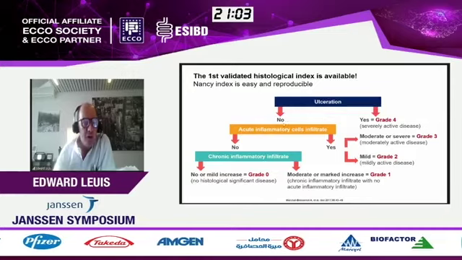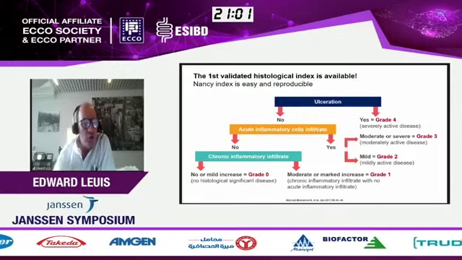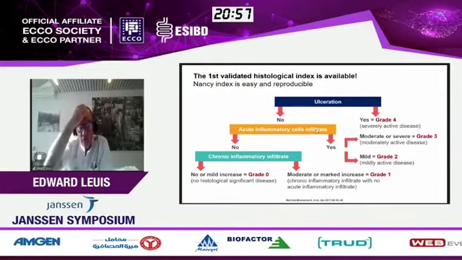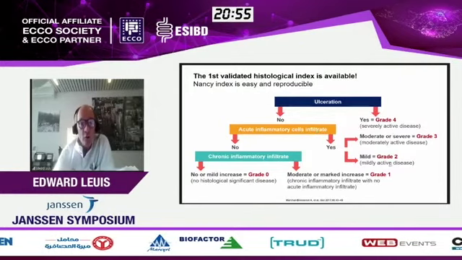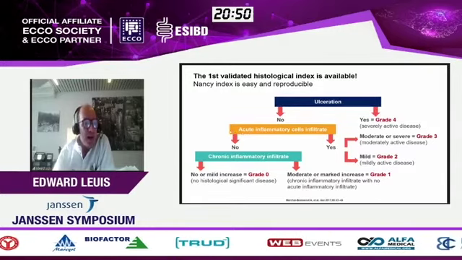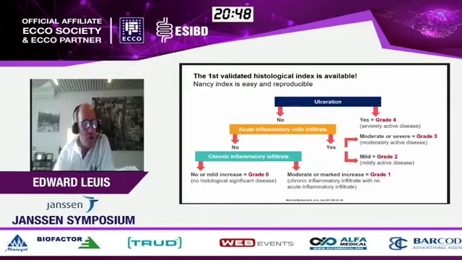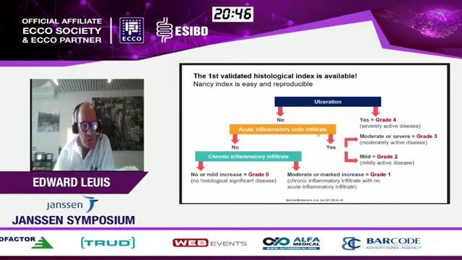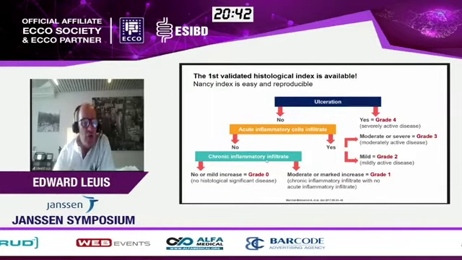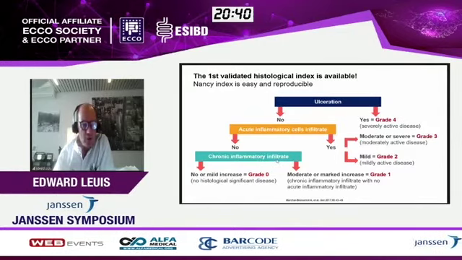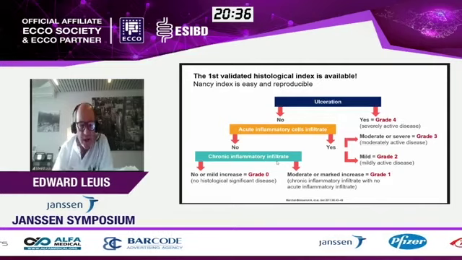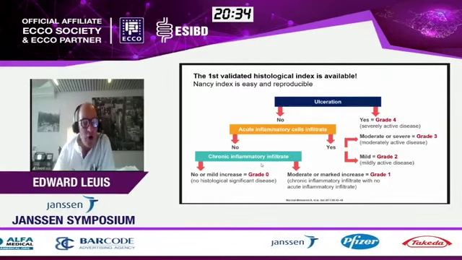If you don't have ulceration, but you have acute inflammatory infiltrate, which is actually infiltration with neutrophils, then you have grade 3 or 2, depending whether it's moderate or mild. And then if you don't have ulceration and you don't have acute inflammatory infiltrate, so no neutrophils, then you may still have some chronic inflammatory infiltrate, including lymphocytes and some architectural changes. And then you are in remission.